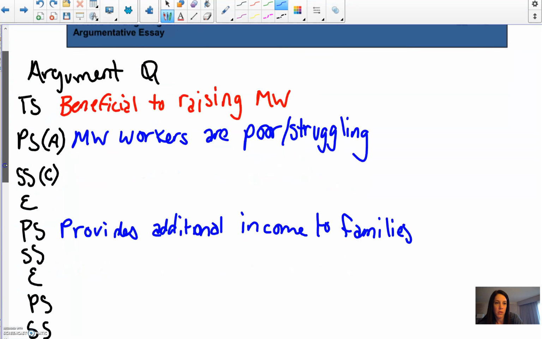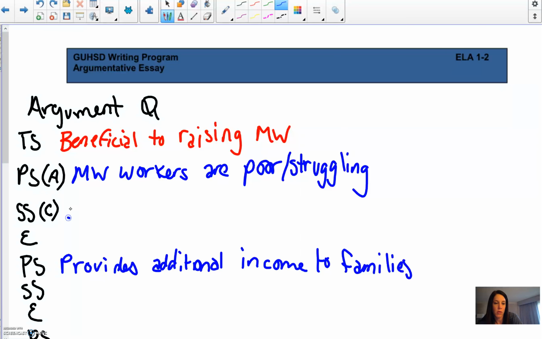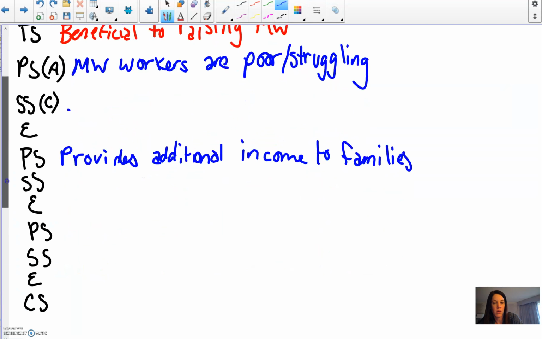Okay, again, these came from my T-chart. I chose 3 because I have 3 primary supports.